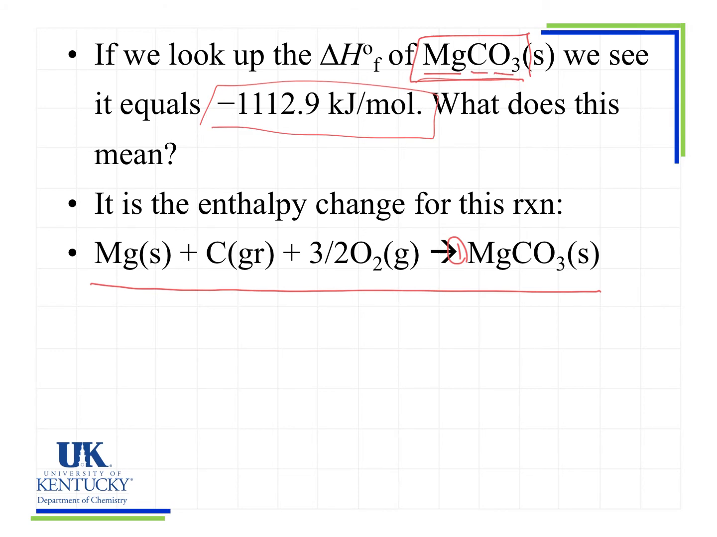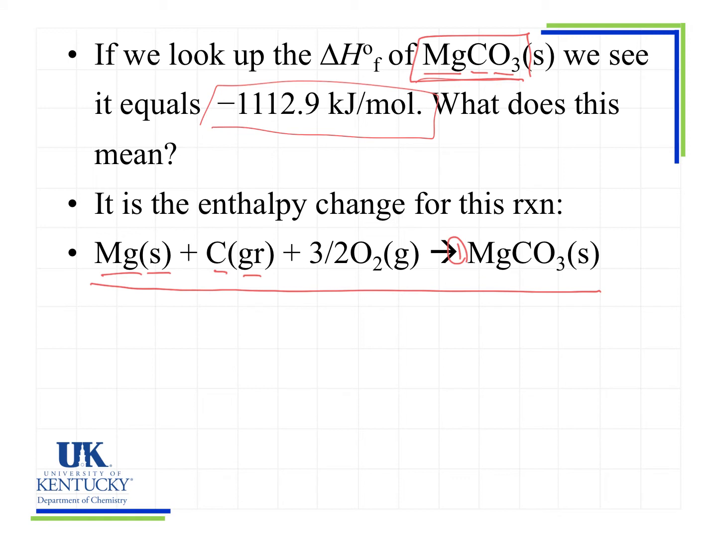In magnesium carbonate, we have magnesium, we have carbon, and we have oxygen. So what is the standard state for these three? For magnesium, the standard state is elemental metal, so Mg in solid phase. The standard state for carbon is graphite, which is solid, and the standard state for oxygen is the diatomic molecule, O2.